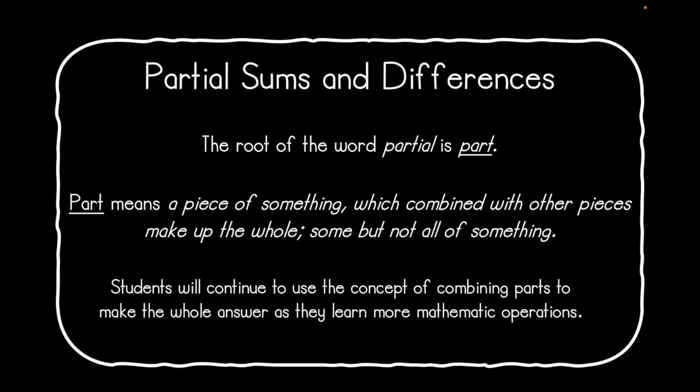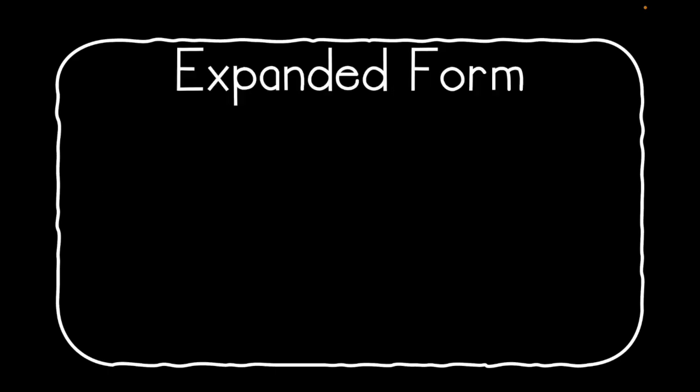Students are going to continue to use the concept of combining parts to make the whole answer as they learn more mathematical operations. So in other words, they're going to use this idea when they multiply and when they divide. So this tracks all the way up through 4th and 5th grade. So we really want them to understand finding part of a sum or part of a difference and then putting it back together again. All right, so how are we going to do that?